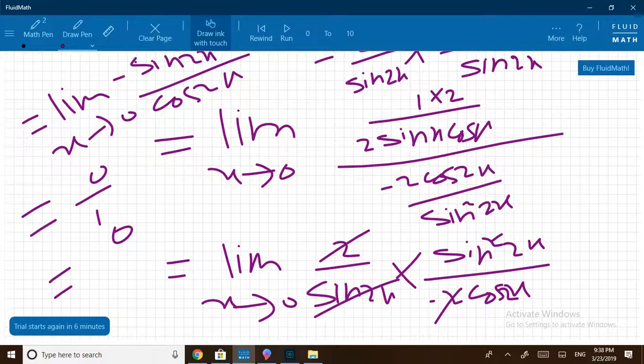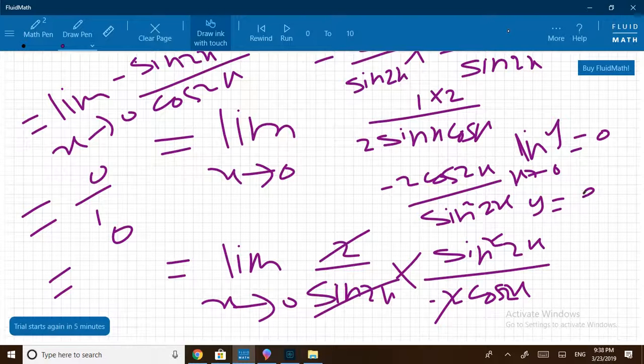Since the limit as x approaches 0 of natural log of y is equal to 0, it means y is equal to e raised to the power 0, and the limit of y as x approaches 0 is equal to 1. So this is the proof of this question.